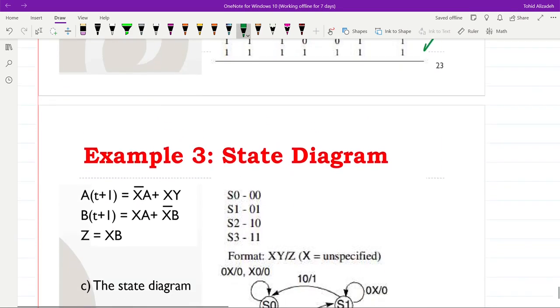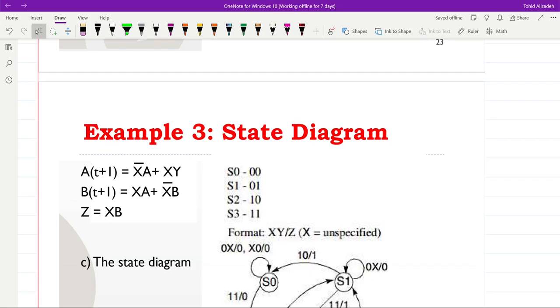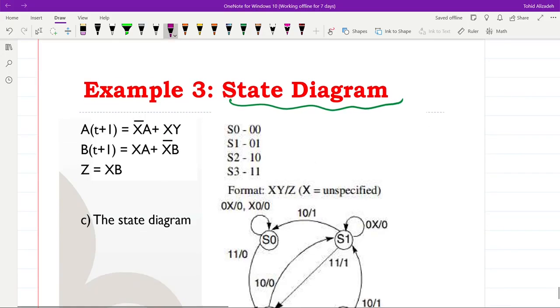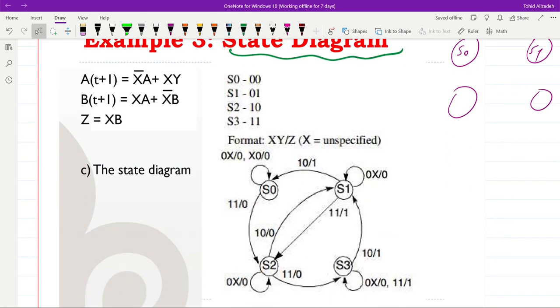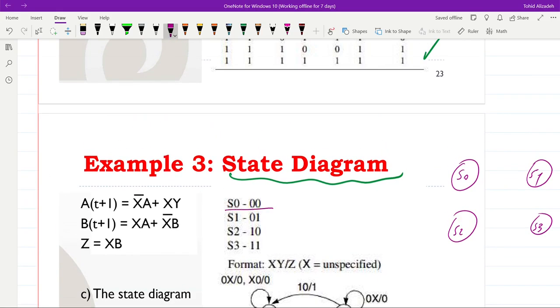And a final step here is to construct the state diagram. As we have two state variables, there will be 4 states. So for A and B, we have 4 possible values in terms of combination of their values. We will have S0, S1, S2, and S3, as you can see here. S0 will represent 0, 0, S1, 0, 1, S2, 1, 0, and S3, 1, 1. And these are the values that we have for A and B.